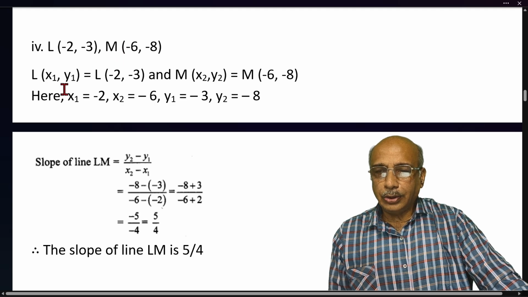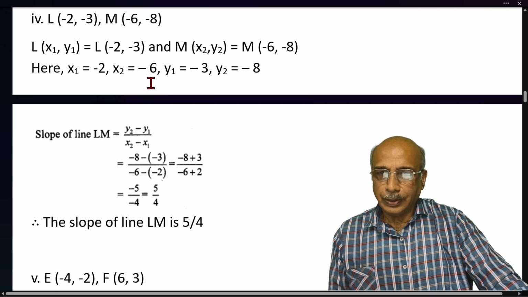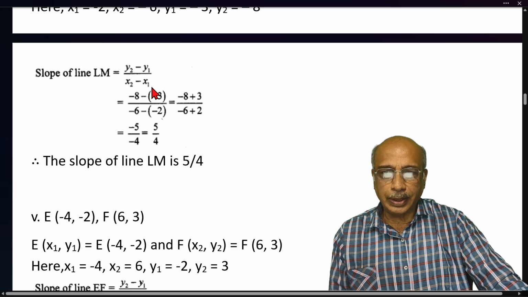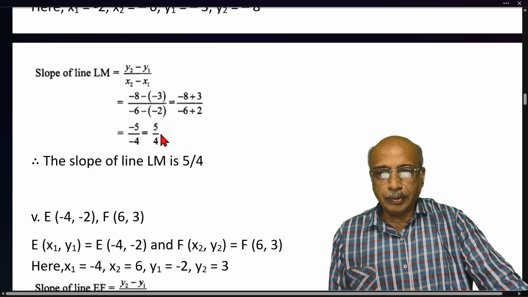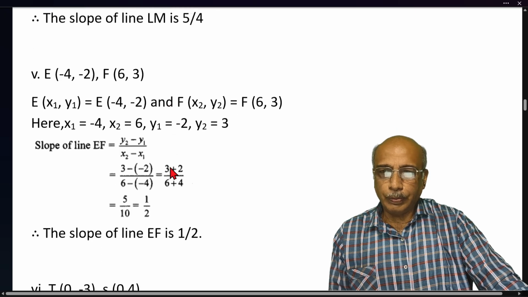Here also, the coordinates of L are minus 2 and minus 3. It will be x1, y1. Coordinates of point M will be minus 6, minus 8, x2, y2. Substitute the values here. Slope of line LM equals y2 minus y1 upon x2 minus x1. Simplify the terms, you will get 5 by 4. The slope of the line LM will be 5 by 4.